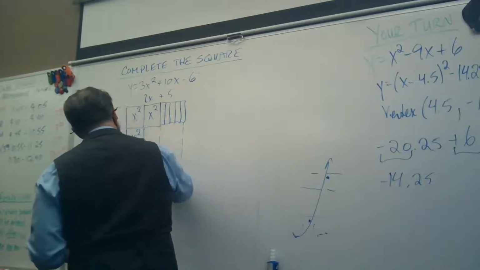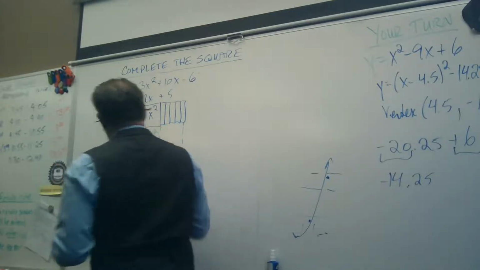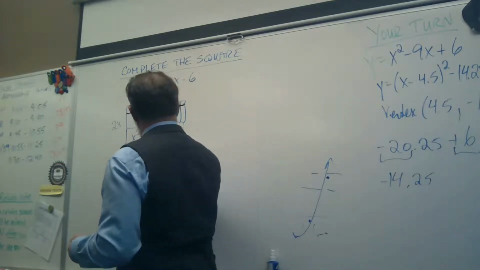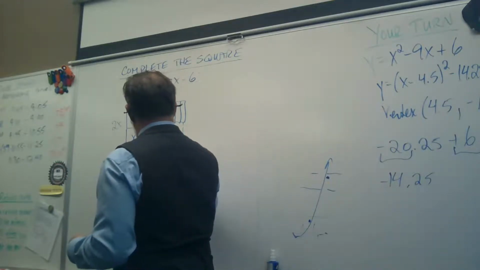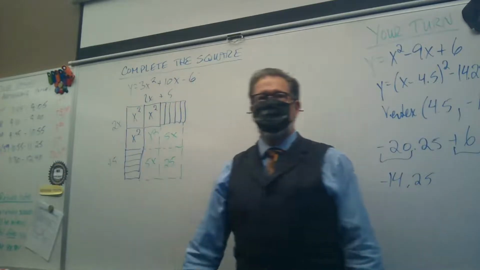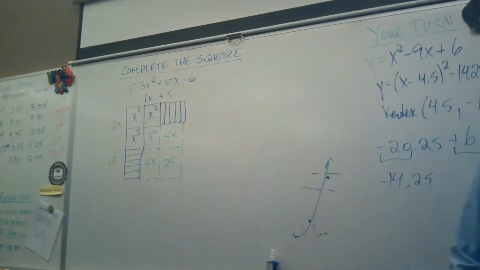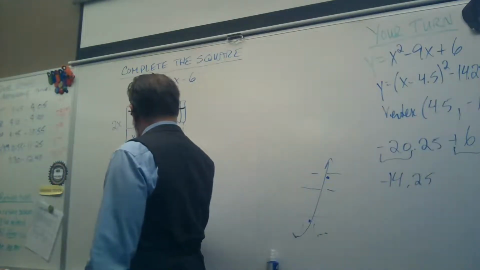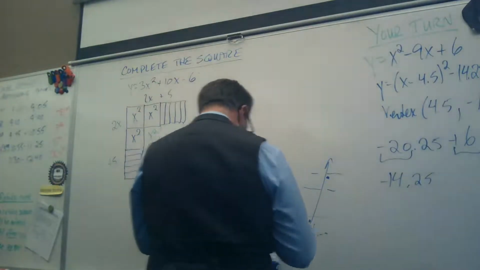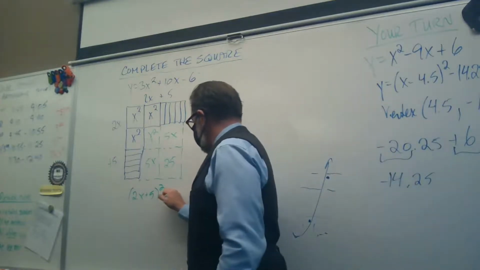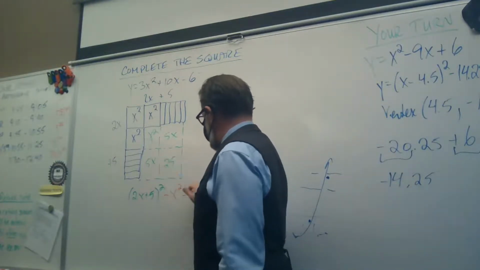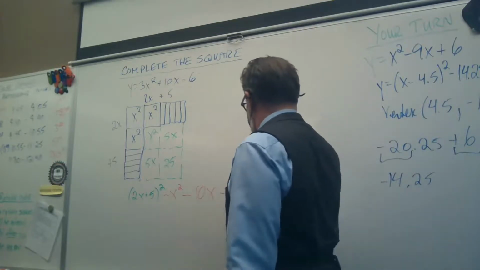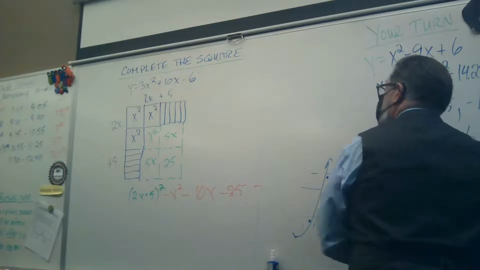Okay, so that's x squared. This is 5x, this is 5x, and this is 25. Anyone see a problem? I now have to write this as (2x plus 5) squared minus x squared minus 10x minus 25, and then I'll bring down my 6, but I'll leave that in blue.